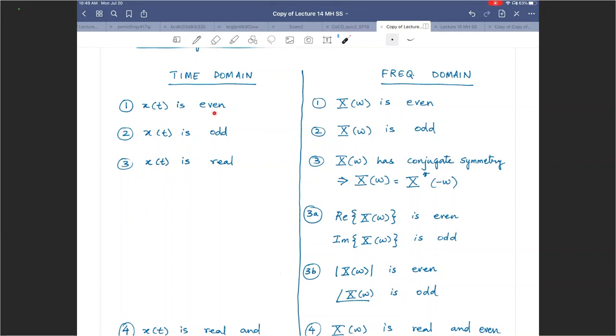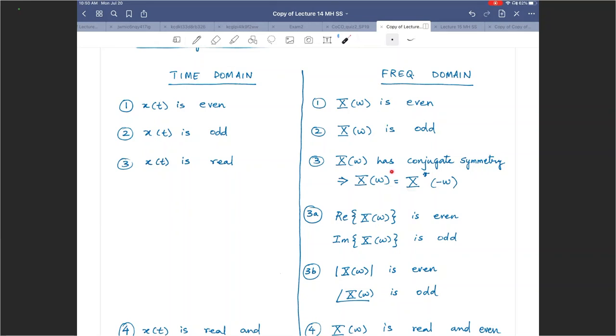If the time domain signal is even, then the Fourier transform of that even signal is also even. If the time domain signal is odd, the Fourier transform of it is also odd. If x of t is real, if the time domain signal is real, then you have a bunch of things that you can comment about. First thing is the Fourier transform has conjugate symmetry, which means X of omega equals X conjugate of minus omega. If x of t is real, it does not mean that the Fourier transform is real. It means that the Fourier transform of that signal is going to have conjugate symmetry.